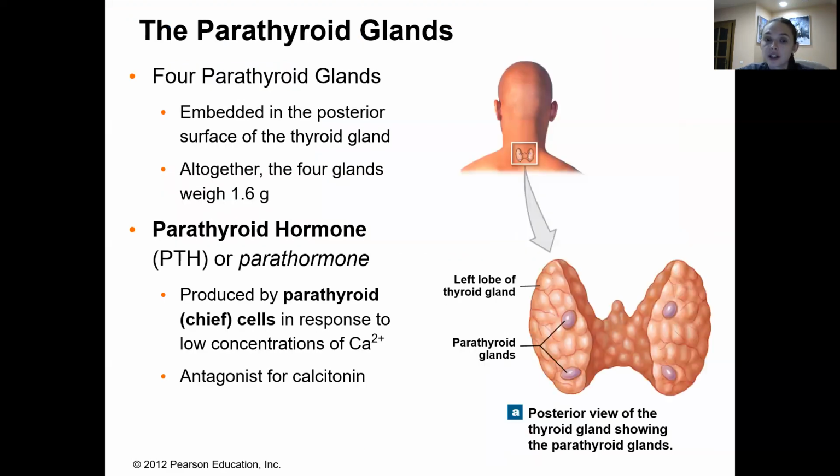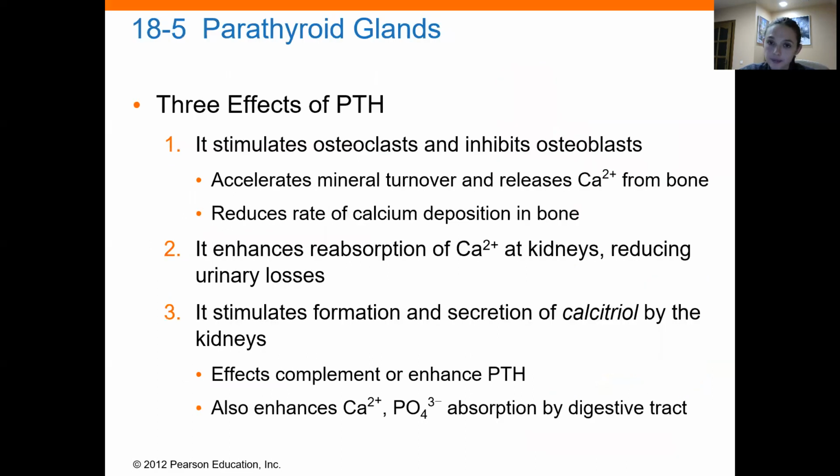Okay, let us go on. The parathyroid gland. As we discussed, there are 4 parathyroid glands, which are embedded on the posterior surface of the thyroid gland. The parathyroid gland produces parathyroid hormone, another name is parathormone. It is produced by the parathyroid cells in response to a low concentration of calcium in the blood. It is an antagonist to calcitonin.